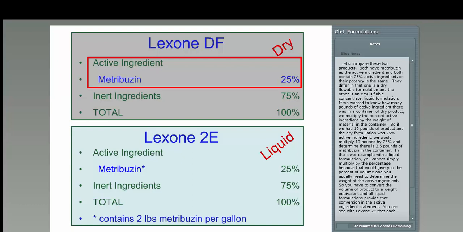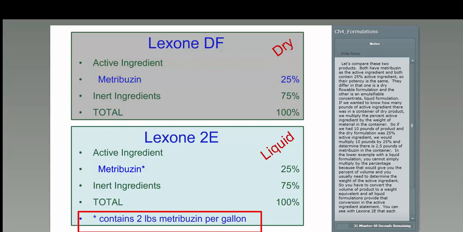In the lower example with a liquid formulation, you cannot simply multiply by the percentage because that would give you the percent of volume, and you usually need to determine the weight of the active ingredient. So you have to convert the volume of product to a weight equivalent, and all liquid formulations provide that conversion in the active ingredient statement. You can see with Lexone 2E that each gallon container contains 2 pounds of metribuzin. So a 2.5 gallon container contains 5 pounds of metribuzin. On the state pesticide exam, you'll most likely have to calculate the weight of active ingredient found in a container.